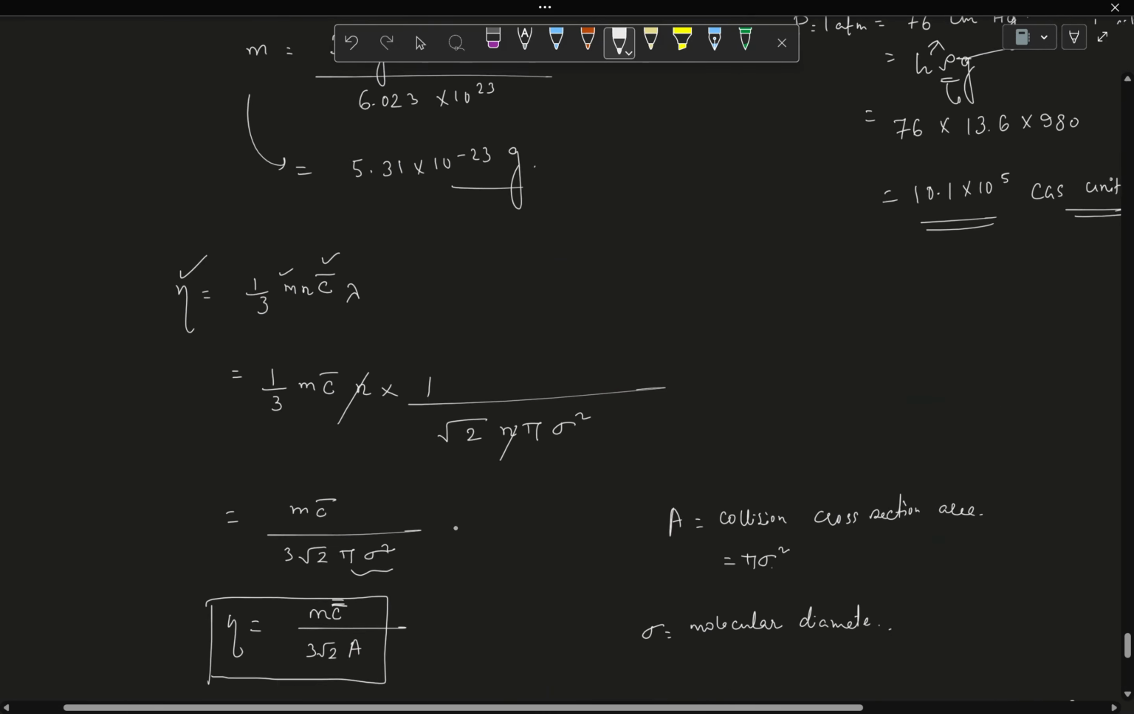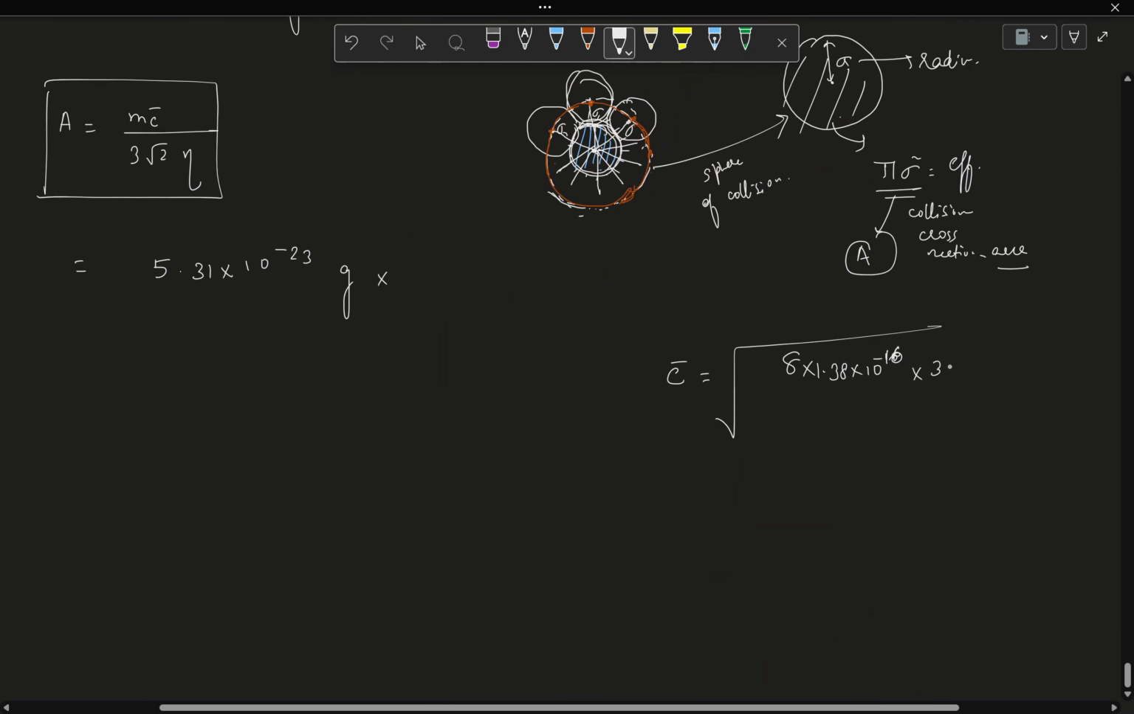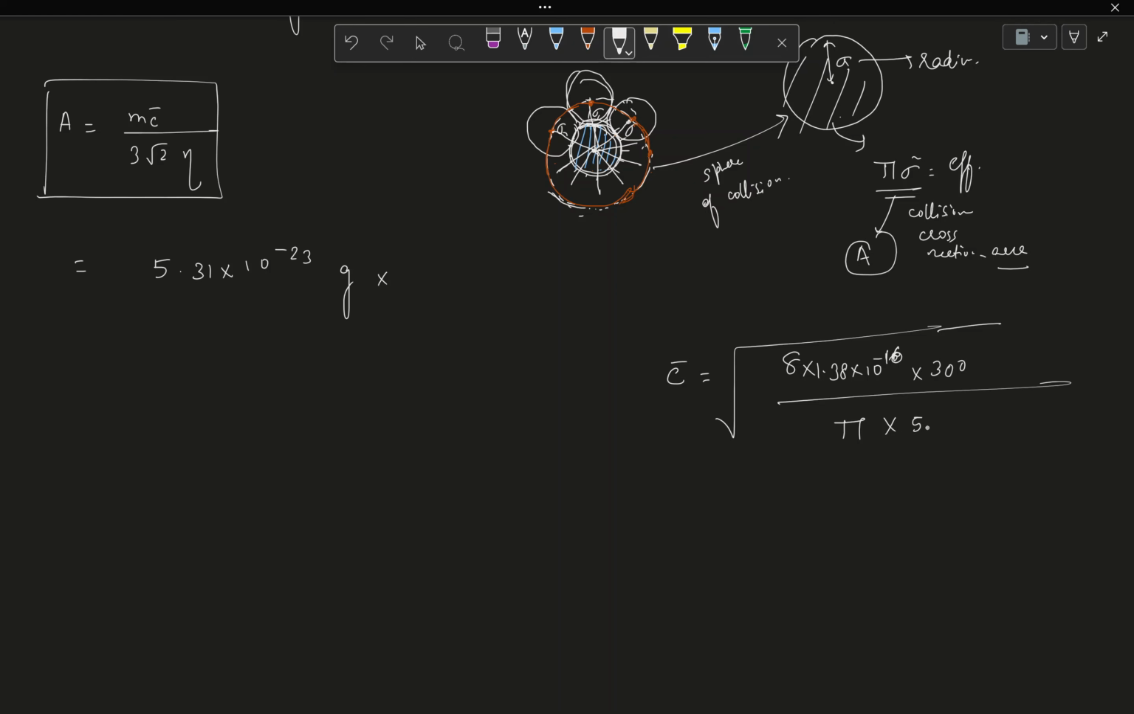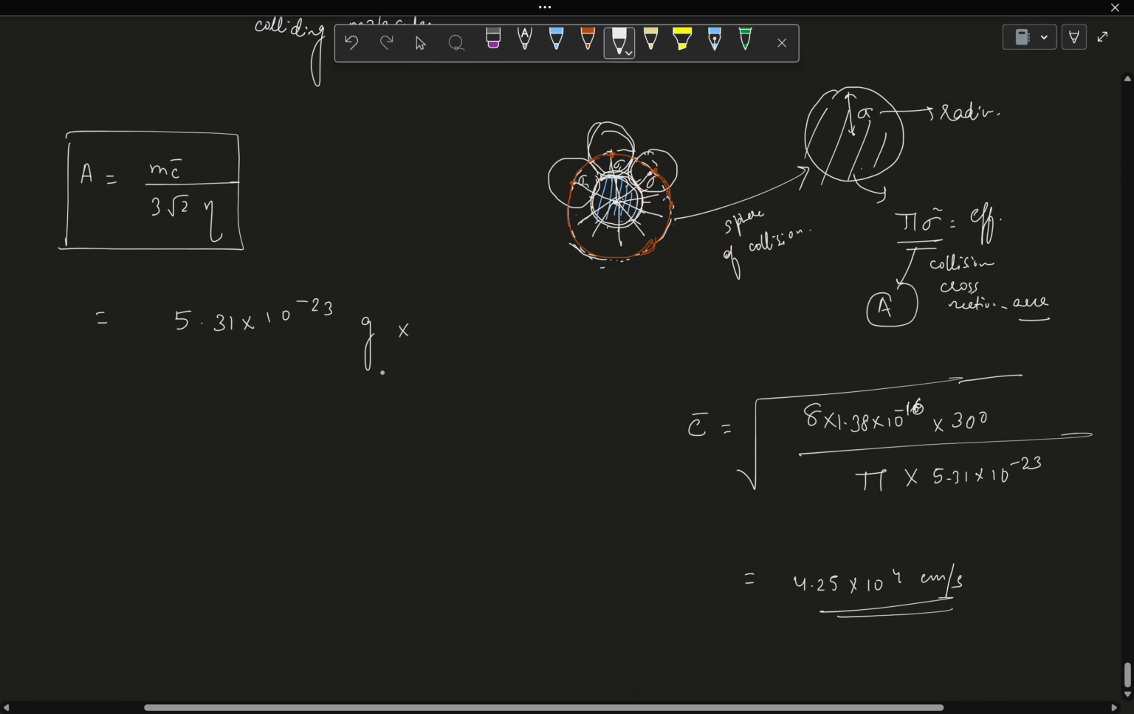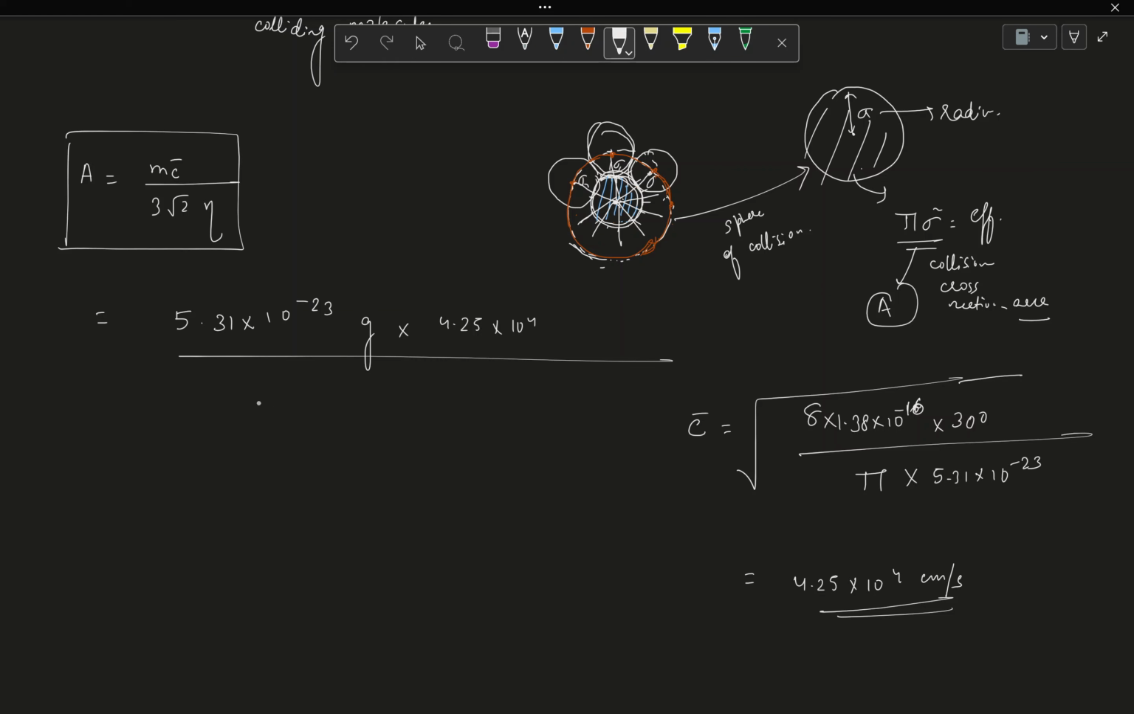So this is your 300 Kelvin divided by pi into m, again small m, that is 5.31 into 10 to the power minus 23, and you will get a value of velocity. I have calculated this already, so you can check for yourself: this is 4.25 into 10 to the power 4 centimeter per second, everything in CGS units. So multiply here 4.25 into 10 to the power 4 divided by 3 into root over 2 into your eta value, which is given as 1.96 into 10 to the power minus 4.